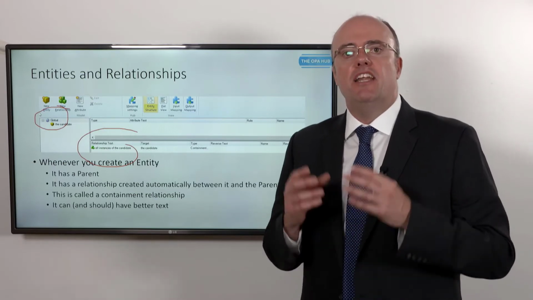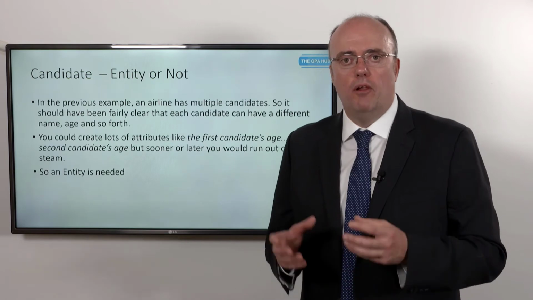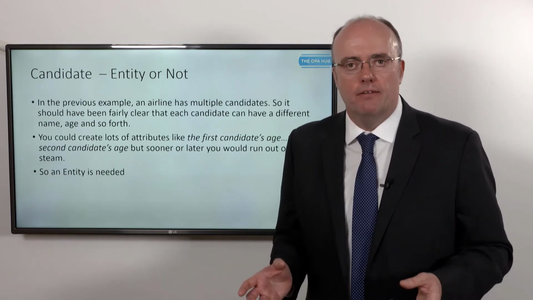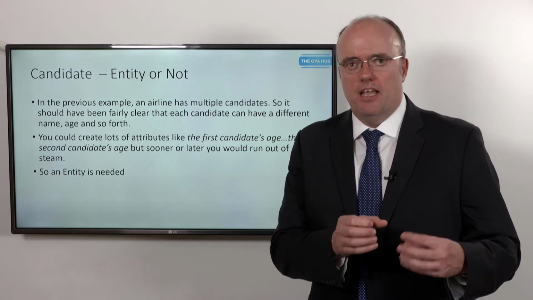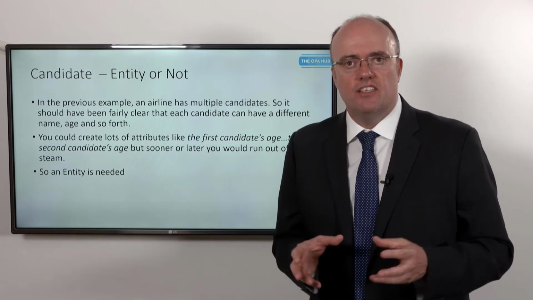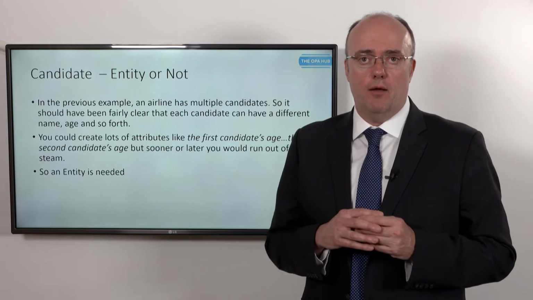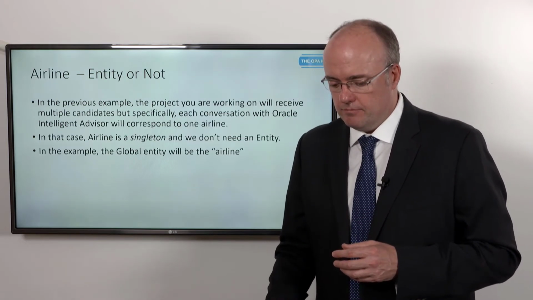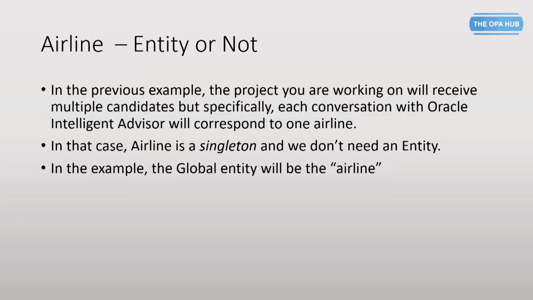So if you're telling me I need an airline that has candidates, we can actually use the global entity to represent the airline because there's only one airline. So in this case, I would say airline is a singleton. It doesn't require anything like a new entity because there's only ever one airline. With an example and a demo, a lot of this will become a lot more clear. So in this case, I'd say we need an entity for candidate and we don't need an entity for the airline.